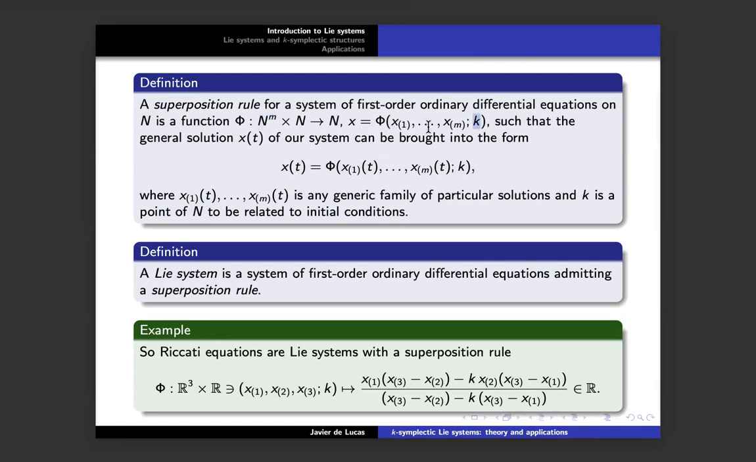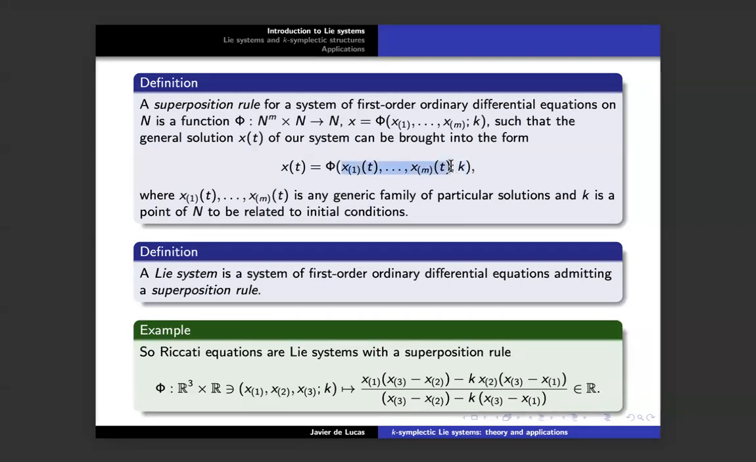If you have a first-order differential equation on a manifold n, for every point of n you can always associate a particular initial condition on the manifold and generate the particular solution related to it. So if you want to describe all of them, you will need as many parameters as points of the manifold. And the general solution can be written in this way in terms of m generic particular solutions and a constant.